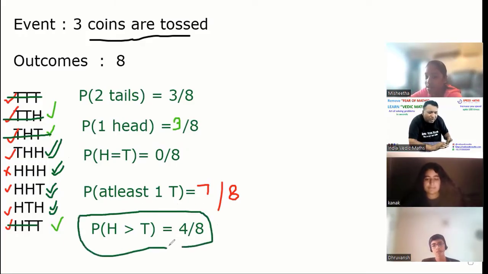And also if we apply our common sense, we'll say, yes, sir. Half of the time, tails will be more. Half of the time, heads will be more. Right or not? This is how it works. Correct, everybody? Good.